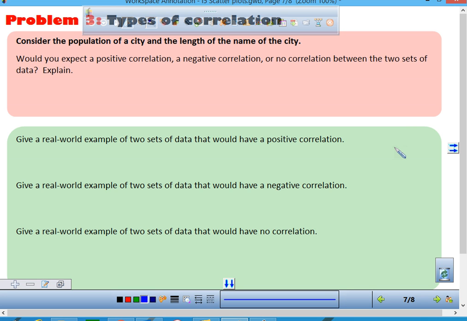So try and think, you can probably think of a lot of no correlations, but I want you to try and think on your own a positive, a negative, and a no correlation. Positive means they both increase or both decrease. Negative means one increases, the other decreases. No correlation means they don't relate to each other at all. Okay? Try and think of one of each. I'll give you a couple minutes.